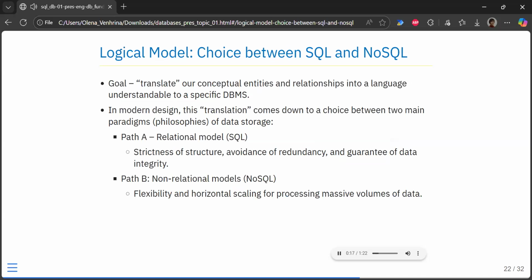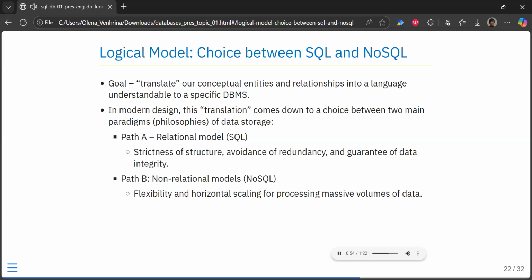The goal of this level is to translate our abstract conceptual plan into a specific technical language that our engine, our DBMS, will understand. And here in modern design, we find ourselves at a fundamental crossroads. We have to make the main architectural choice between two completely different philosophies of working with data. Path A is the classic dominant approach, relational model or SQL. This path puts strictness and data integrity above all else. It requires a clear schema, normalization, i.e. elimination of any duplication, and guarantees integrity through so-called ACID transactions.